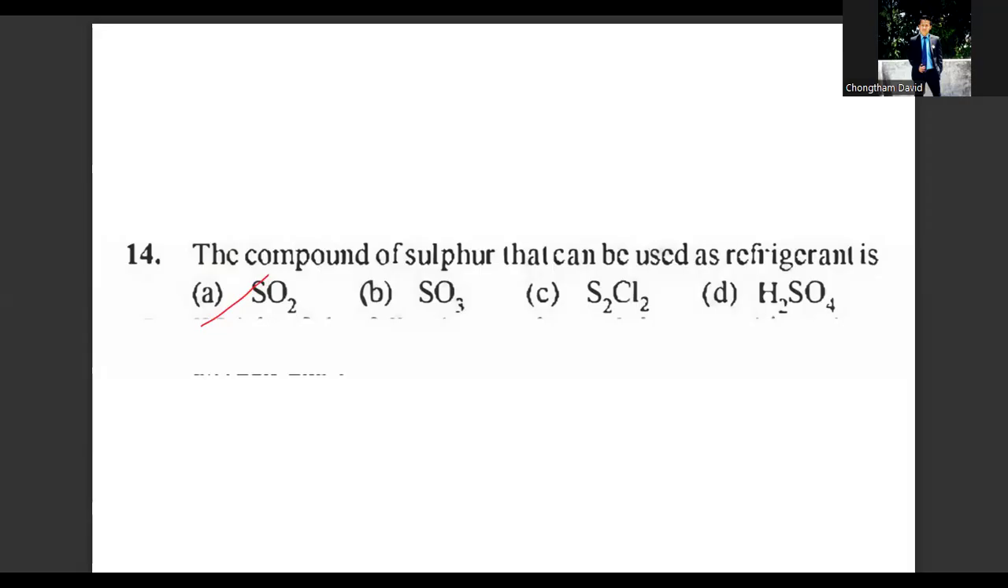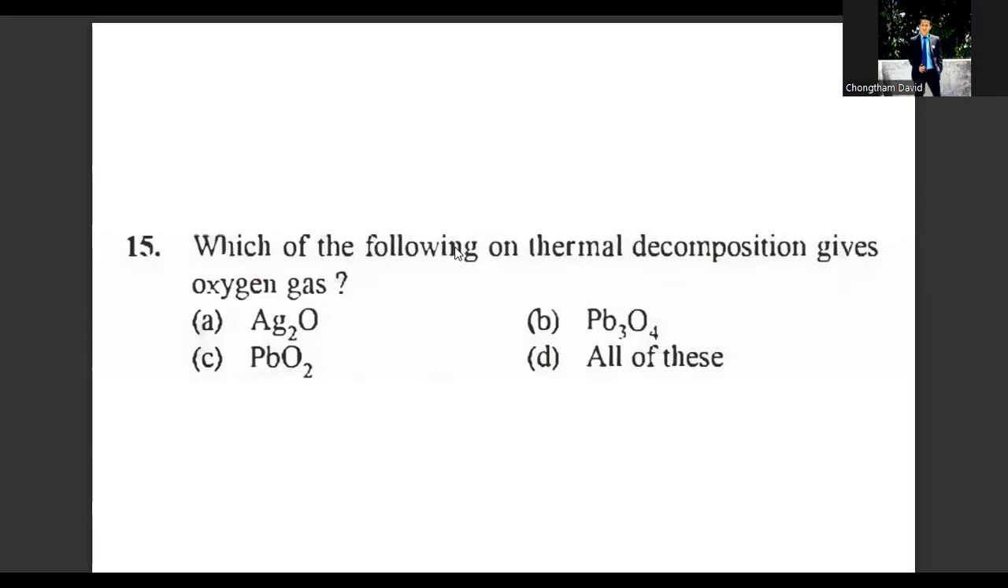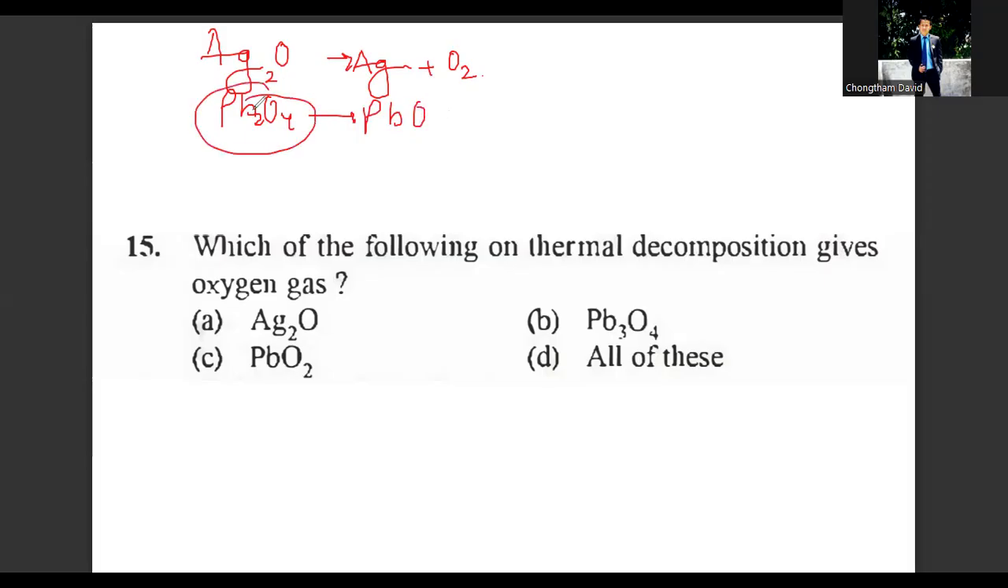Let us read question number 15. Which of the following on thermal decomposition gives oxygen gas? On thermal decomposition means by heating, it has to dissociate. So let us write the reaction for the first case. An oxide of silver, it can decompose to silver and oxygen. Whereas for this lead oxide, if I decompose this, you get, this was a dimeric form of lead oxide, same condition, but the oxidation states are different.